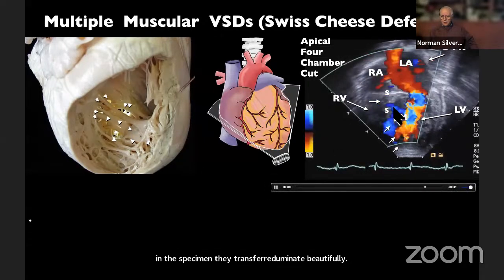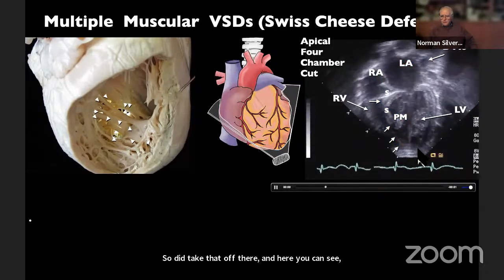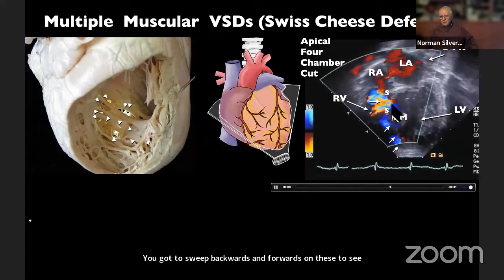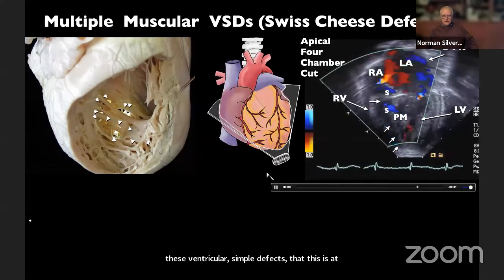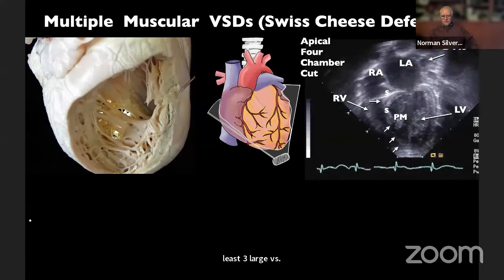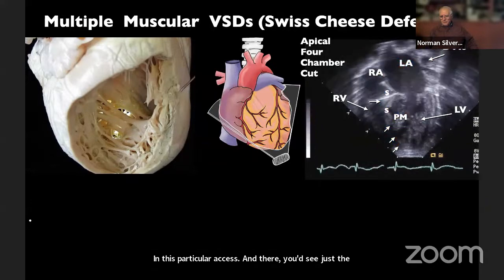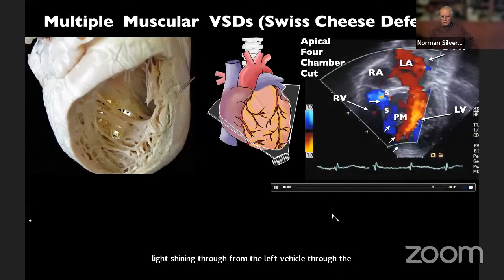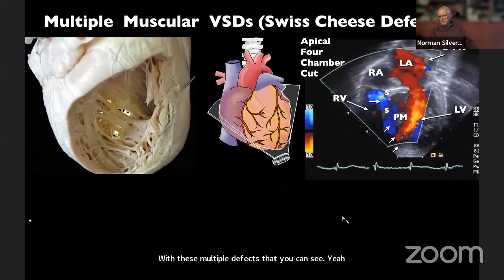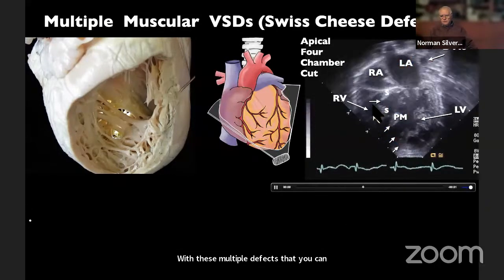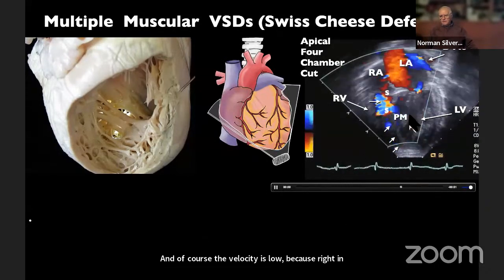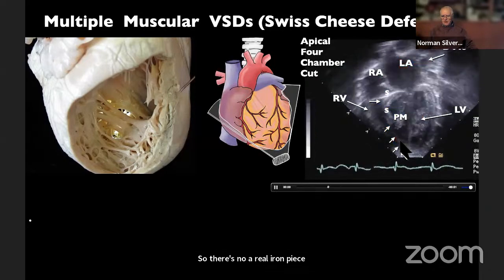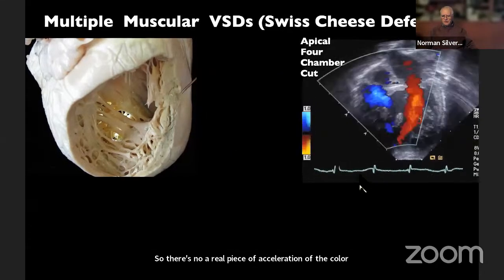And here you can see, because we're only looking at various points, you've got to sweep backwards and forwards on these to see these ventricular septal defects, that this is at least 3 large VSDs in this particular axis. And there you see just the light shining through from the left ventricle through the muscular ventricular septal defects, with these multiple defects that you can see with Doppler color flow. And of course, the velocity is low because right ventricular pressure is elevated. So there's no real Pisa acceleration of the color flow jets across the defect.